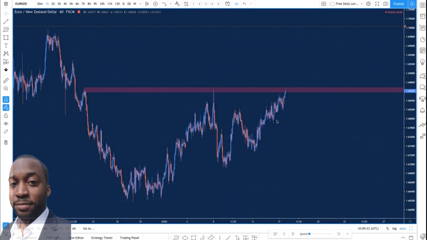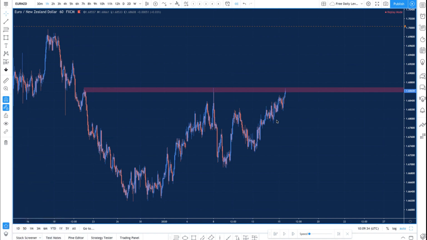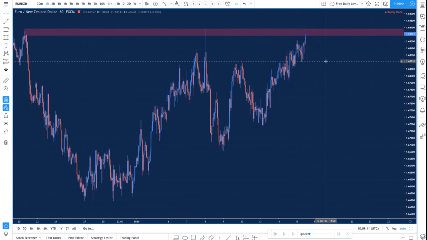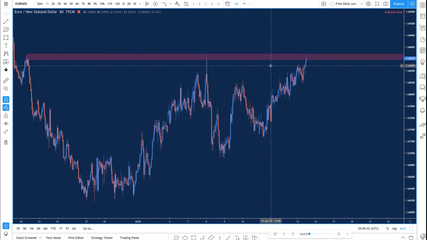Alright, guys. So this is how we're going to take advantage of losing traders: traders who FOMO in, traders who can't accept the loss and suffer from something called loss aversion, and traders who don't use stop losses when they trade. This is exactly how we're going to do it.